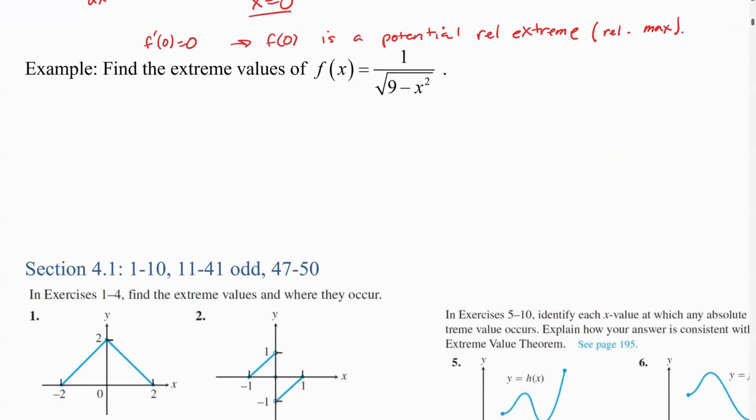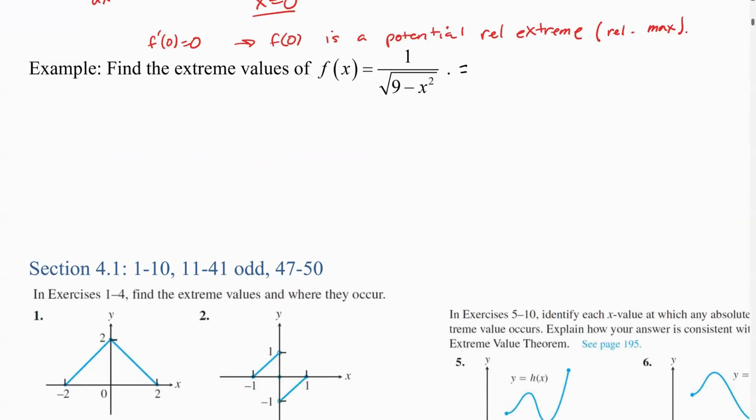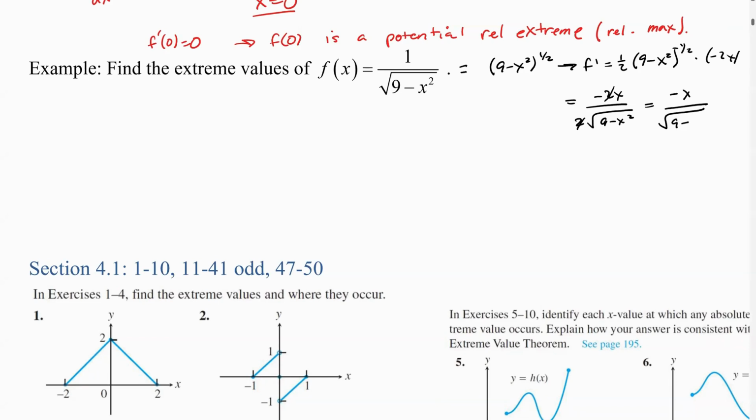All right. Last problem. Find the extreme values for this function. Now, if you don't mind, I'm going to rewrite this function as 9 minus x squared to the 1/2 power. So f prime is equal to 1/2 times 9 minus x squared to the negative 1/2 power, and then the derivative of the inside, negative 2x. I get negative 2x over 2 square root 9 minus x squared. These 2's cancel. How about just negative x over the square root of 9 minus x squared? So I got the derivative.